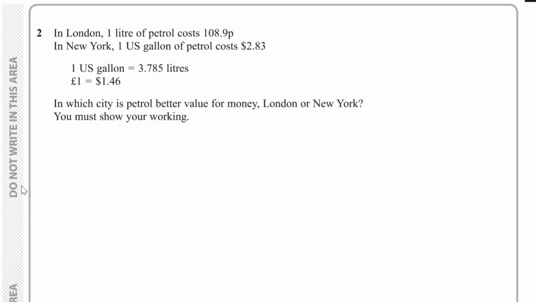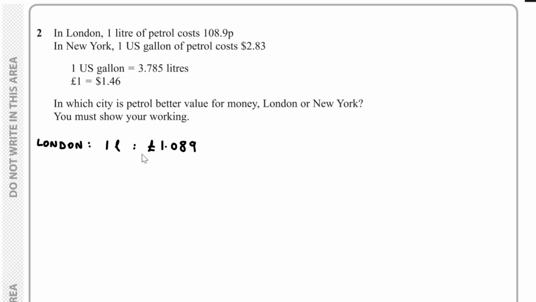Well, I think in this question, there are various different ways of doing it, but I think one way to do this question is to use these ratios to help us find out the cost of 1 litre in both London and New York in dollars. So if we consider London, 1 litre is represented by, well, if I convert this into pounds by dividing by 100, we have 1.089.